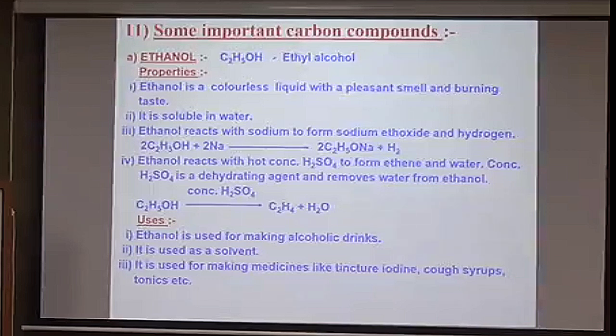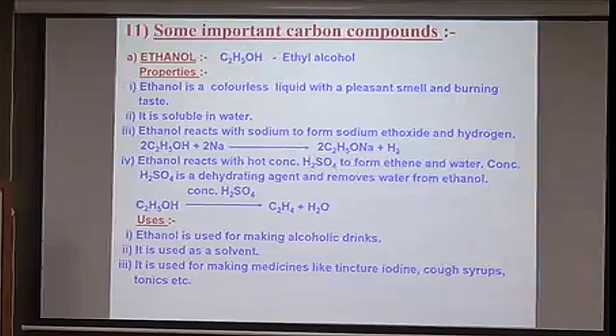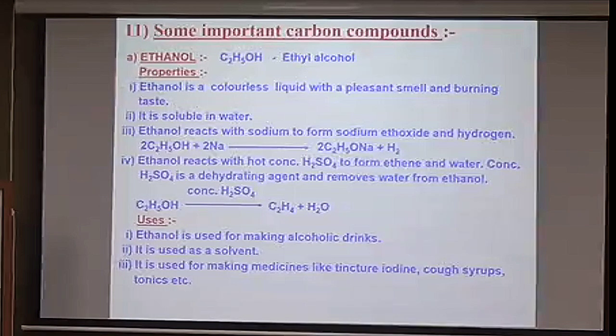Then its chemical properties. It simply reacts with sodium and produces sodium ethoxide, and hydrogen gas is given off. We can balance this equation later. There is one more important chemical reaction. How can we obtain ethene from alcohol? This is its reaction with concentrated sulfuric acid.